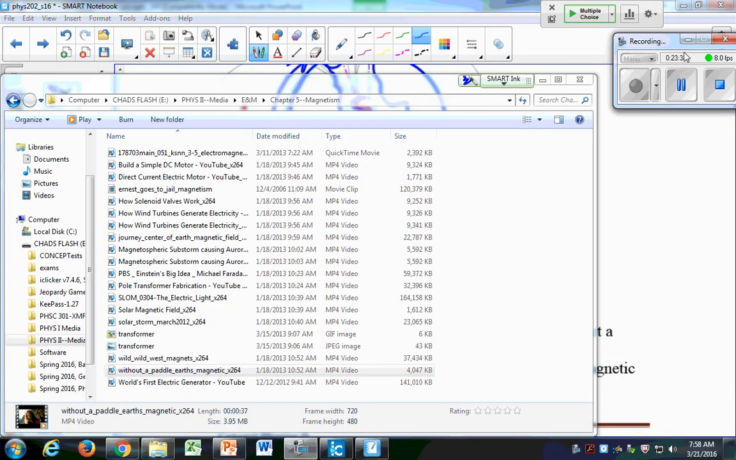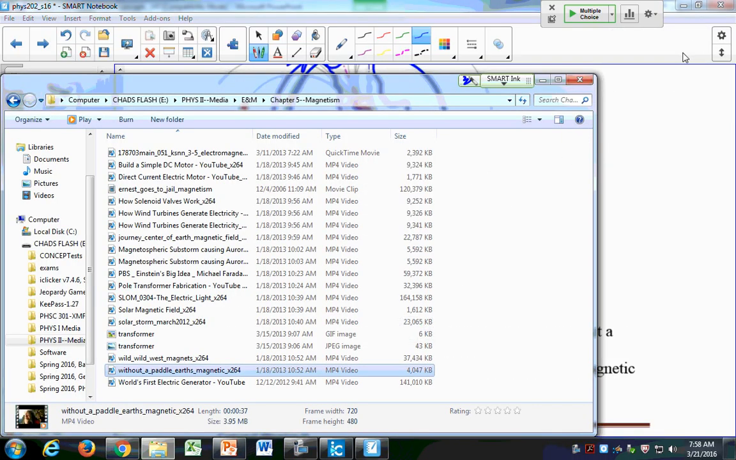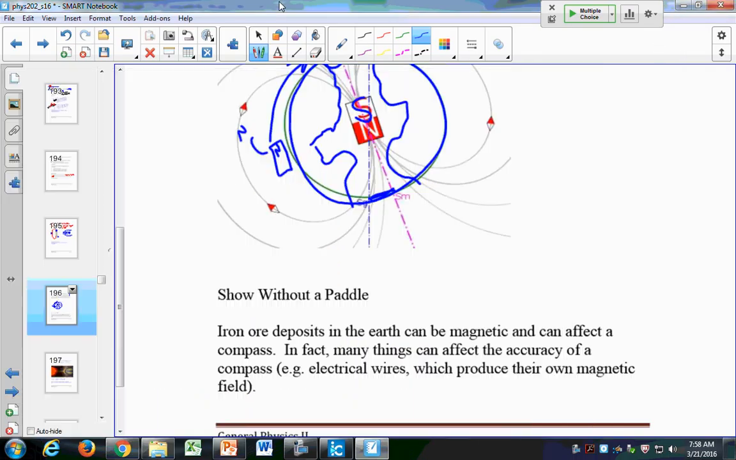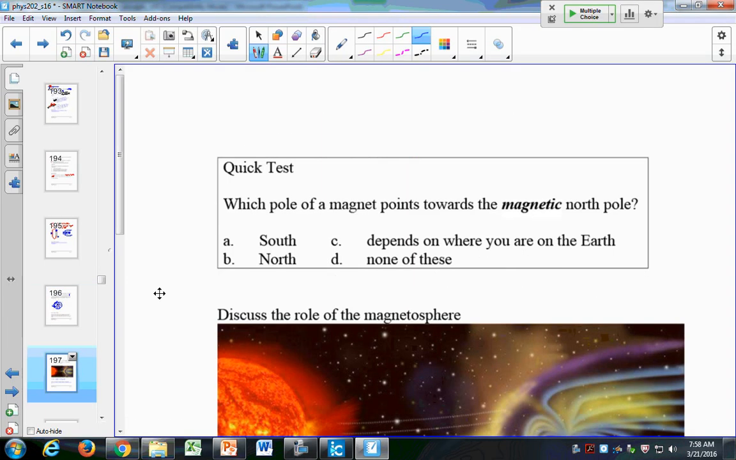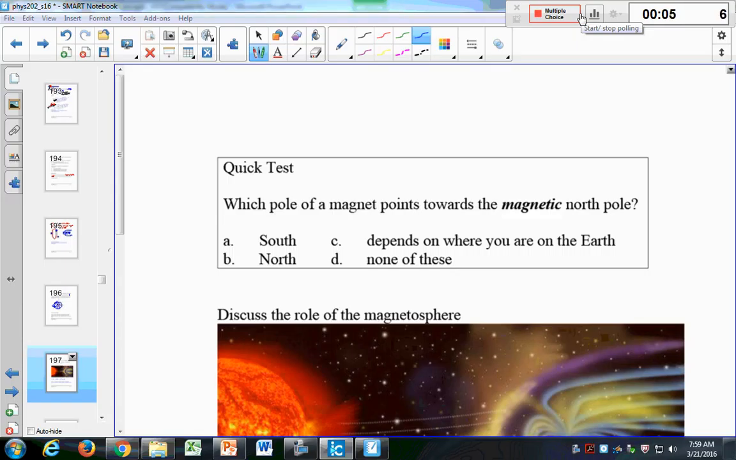Okay, well, that's because they all produce their own magnetic field. The Earth's magnetic field can change in different places. All right. The Earth's magnetic field is also important. Let's try this quick test, actually. Which pole of a magnet points towards the Earth's magnetic north pole? Which pole of a magnet points towards the magnetic north pole?